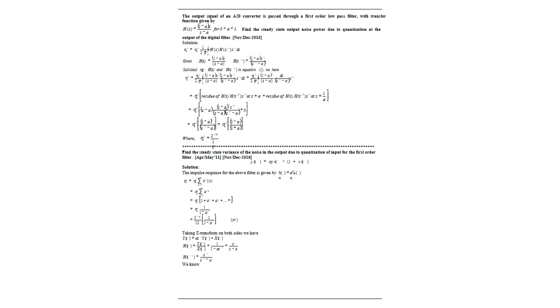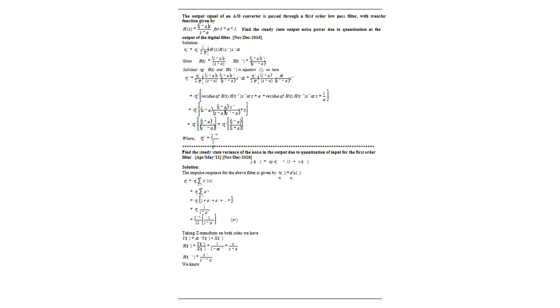So that is sigma e squared into summation k equal to 0 to infinity a power 2n. That is sigma e squared into 1 plus a squared plus a power 4 plus etc. up to infinity. So that is sigma e squared into 1 by 1 minus a squared. So 2 power minus 2b by 12 into 1 by 1 minus a squared.